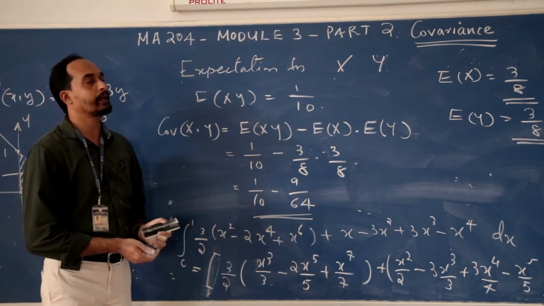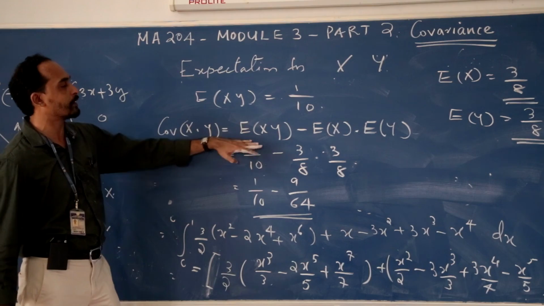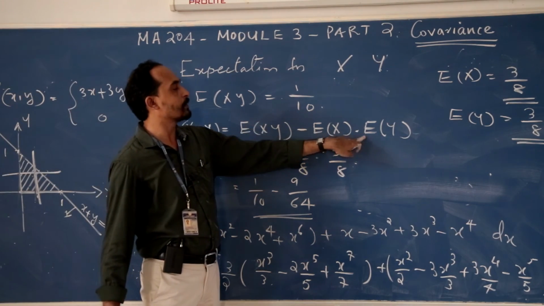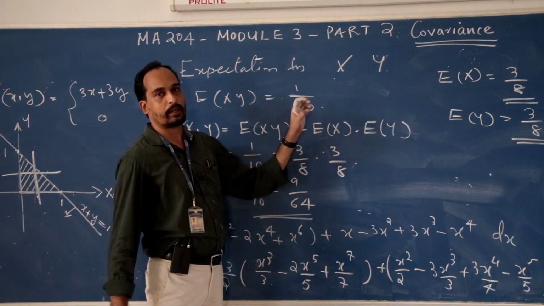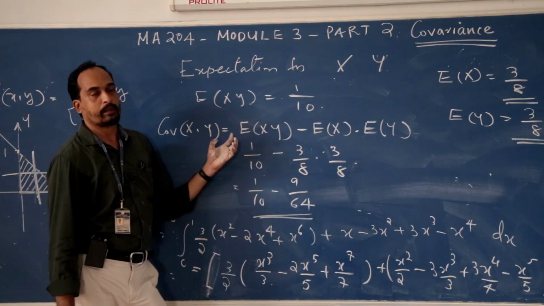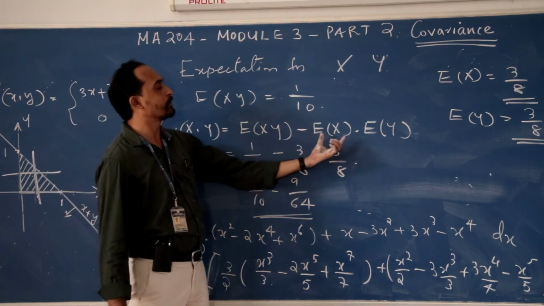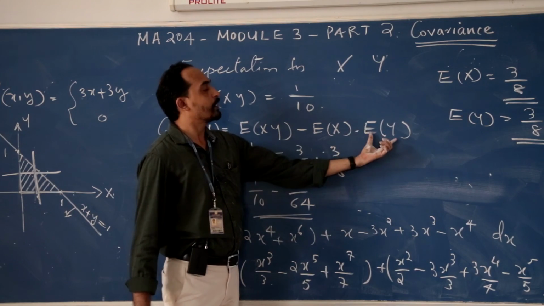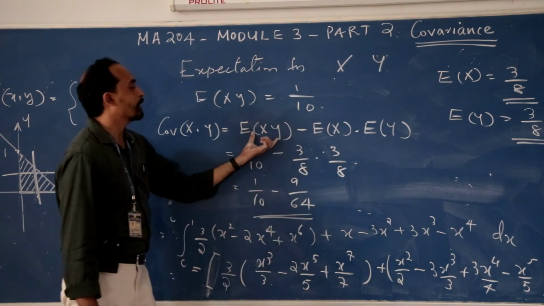So our topic was covariance. Covariance is defined as expectation of xy minus expectation of x into expectation of y. Please go through the class. Please understand the difference between module 2 expectation of x and module 3 expectation of x, expectation of y, how to find variance, how to find expectation of xy.